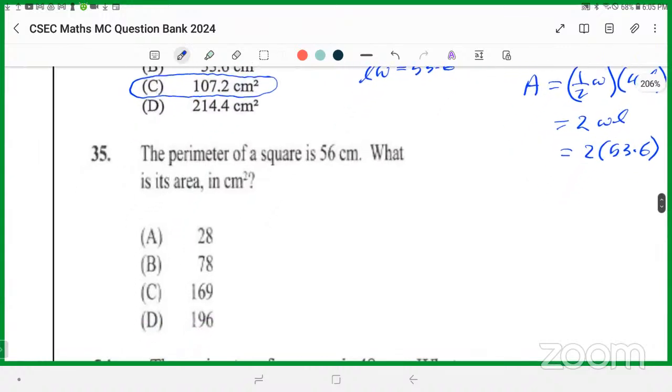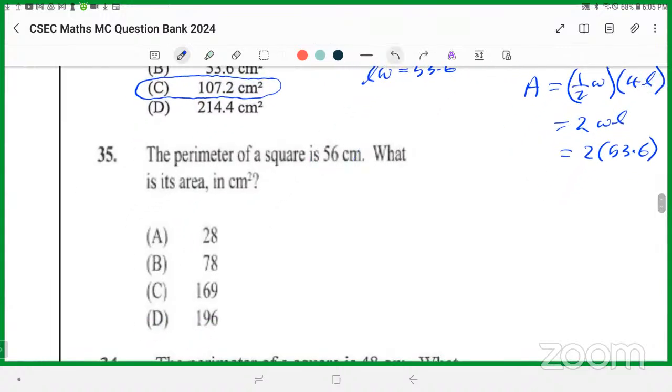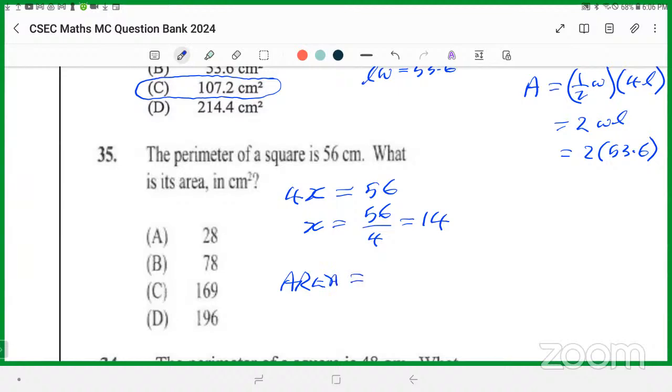This one says the perimeter of a square is 56. What is the area? So we're going to divide by 4 and square it. So 4x equals 56, where x is the length of one side. So x equals 56 over 4, which becomes 14. So the area of a square becomes 14 squared, length squared, which is 196. So this is the answer this time.